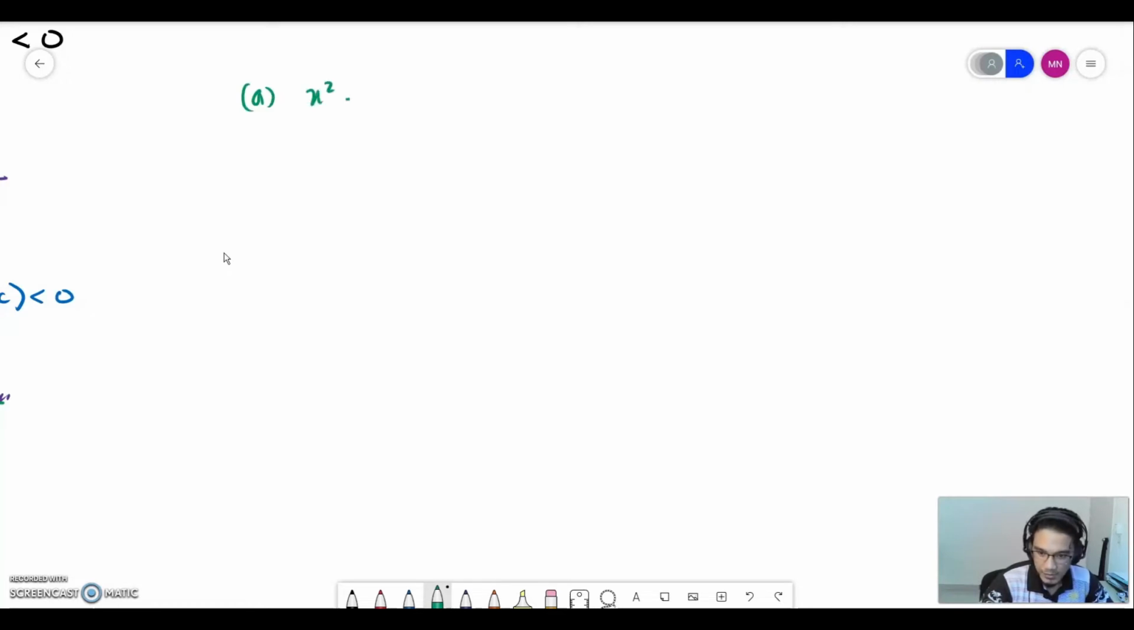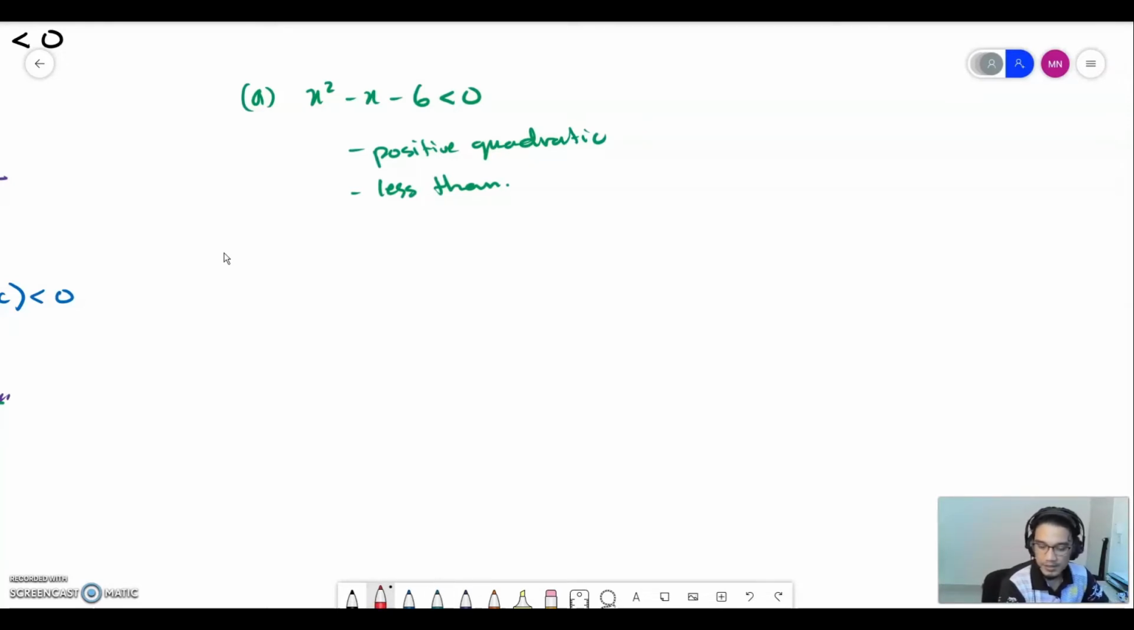Okay, we have x squared minus x minus 6 is less than 0. We firstly identify that this is a positive quadratic, and the symbol is less than. The symbol of the inequality is less than 0. So first, what we need to do, we have to identify the roots of the quadratic. So the roots of the quadratic will be at -2 and 3.